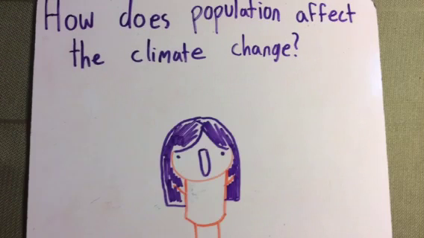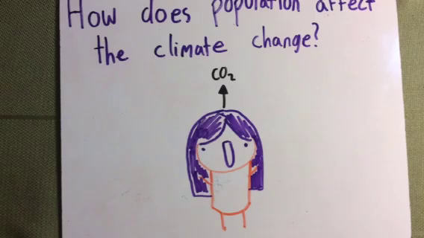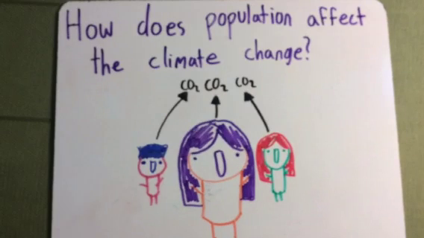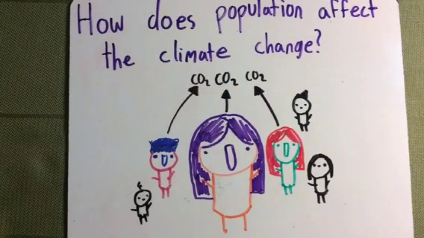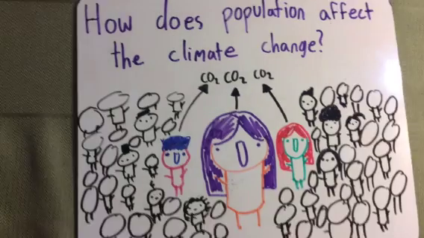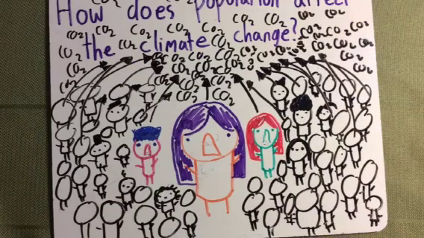How does population affect climate change? Everyone causes carbon emissions. With more people, there is an excessive amount of carbon emissions. As the population grows and more energy is required, there are more greenhouse gases.